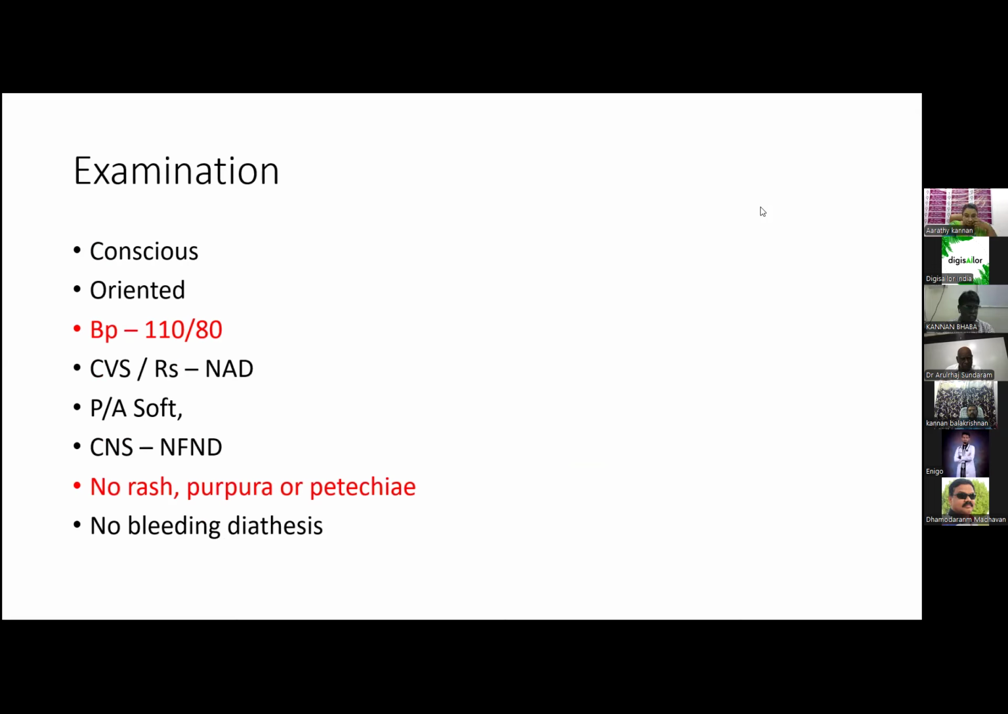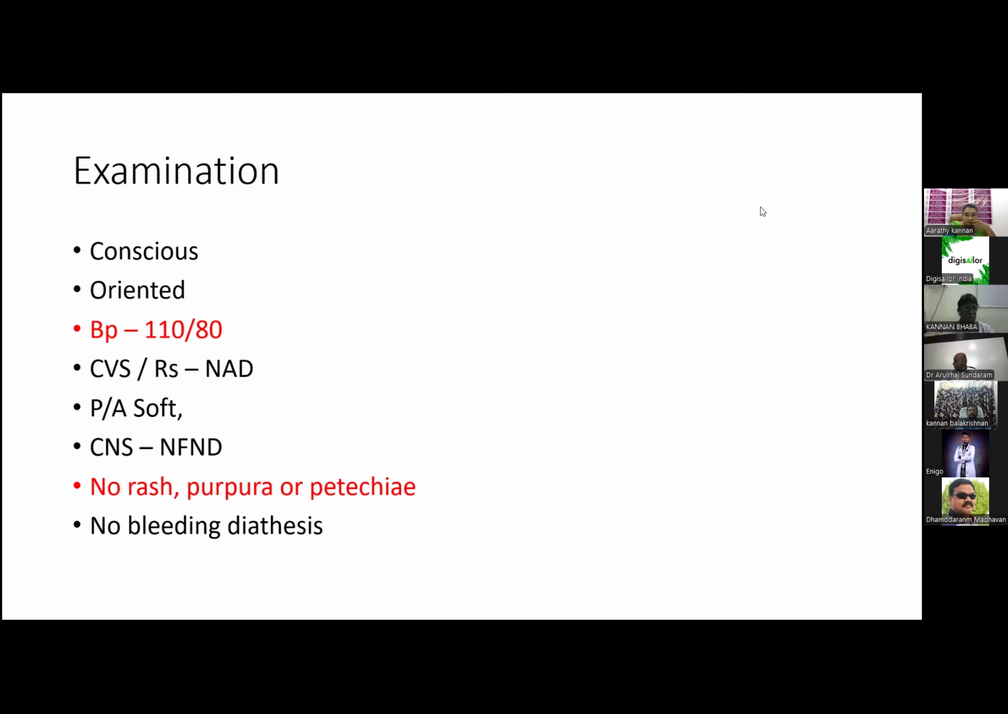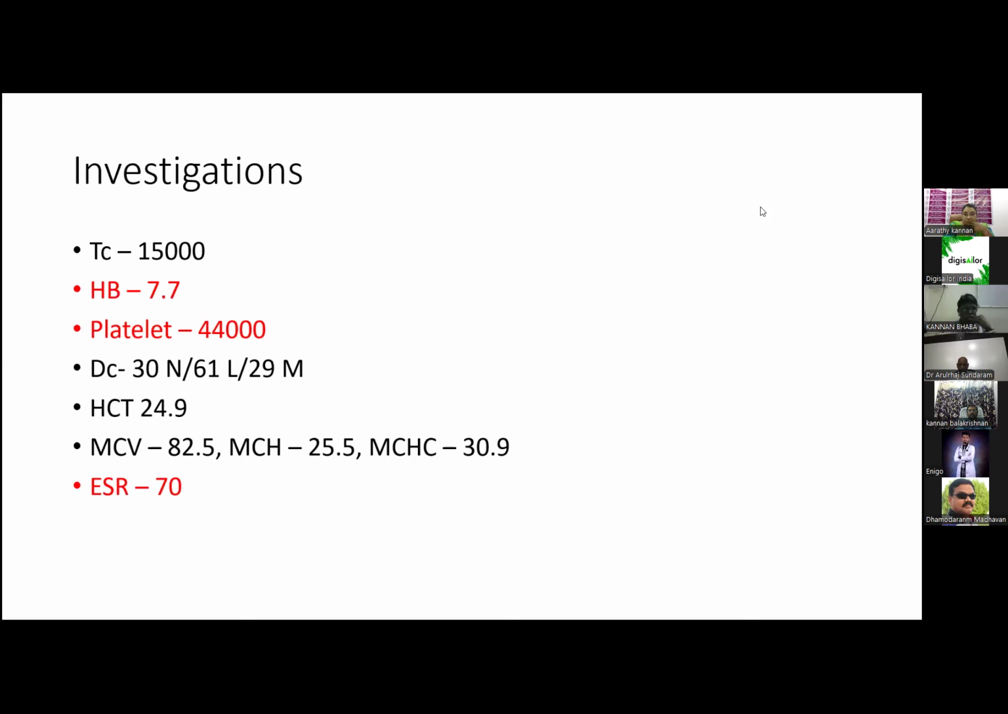She doesn't have any comorbidities. Her BP is normal. There is no rash. There is no purpura. There is no petechiae. Next slide. While evaluating her investigations, her total count is high, and differential count shows polymorphs were low, and hemoglobin is 7.7, and platelets are low.